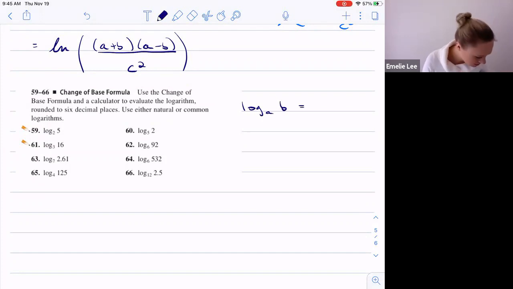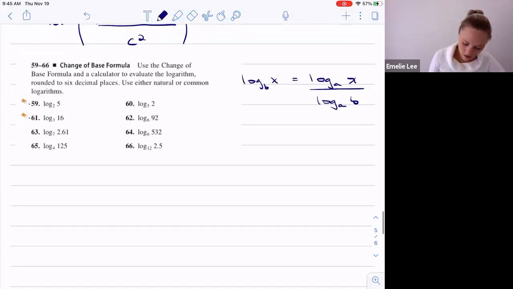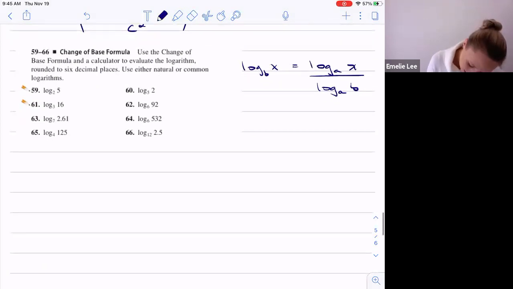Log base B of x is the same as the log base A of x over log base A of B. So let's just do 63 and 66, just so we get the hang of it.